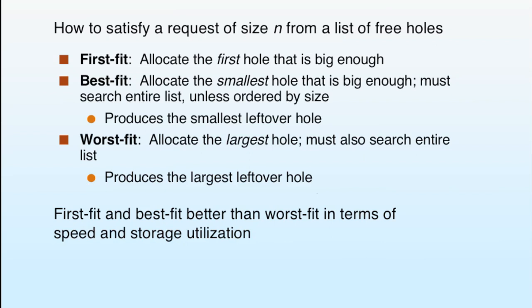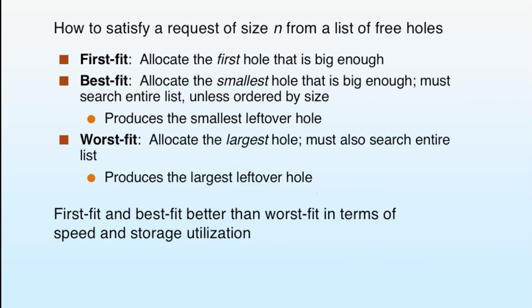Or we have the best fit, which allocates the smallest hole that is big enough. It's big enough, but it's the smallest hole. It's the best fit, which is the perfect world. But you must search the entire list unless it's ordered by size. When is it ever going to be ordered by size? Probably never. So in order to find the best fit, you have to look at all of the different options and decide which one you want. It's going to take longer, not quite as efficient.